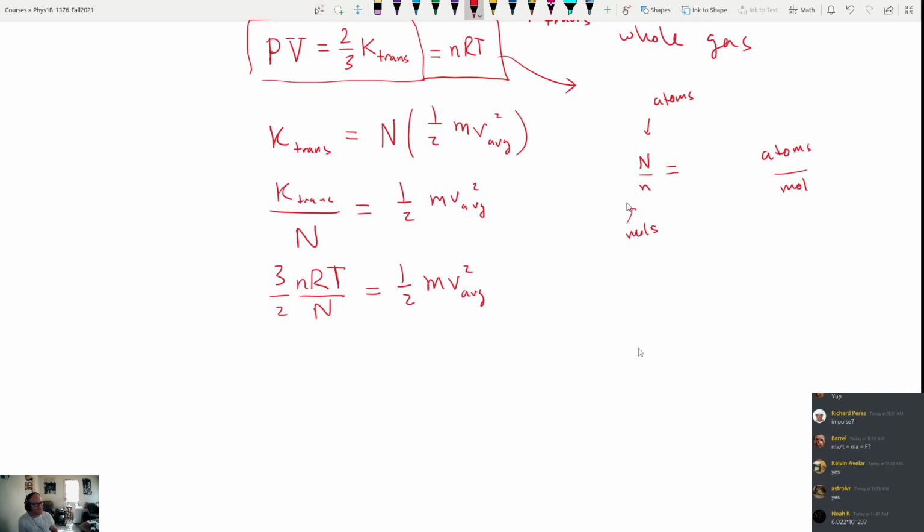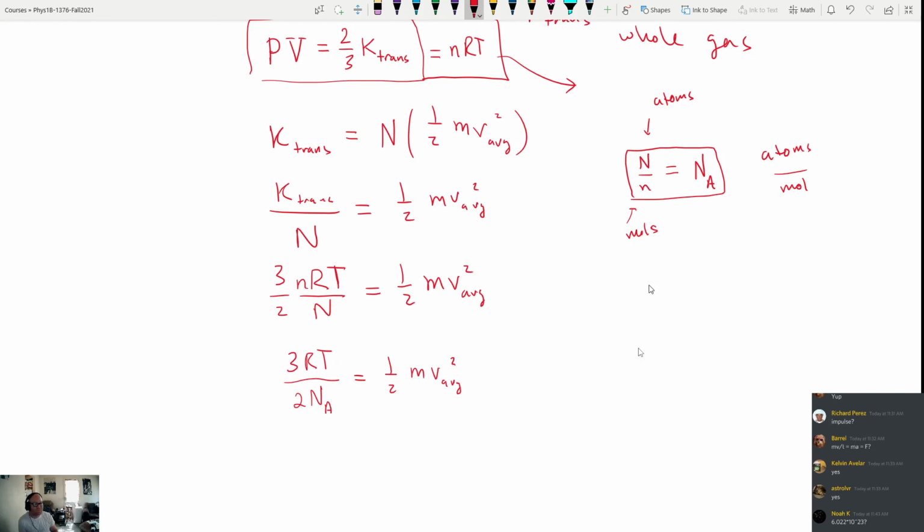Yeah, which is Avogadro's number, right? So this is Avogadro's number, basically. It's one of the relationships from earlier. But anyway, that means that we can write this as 3RT over 2NA, because it's upside down. And this is equal to 1/2 m v average squared.